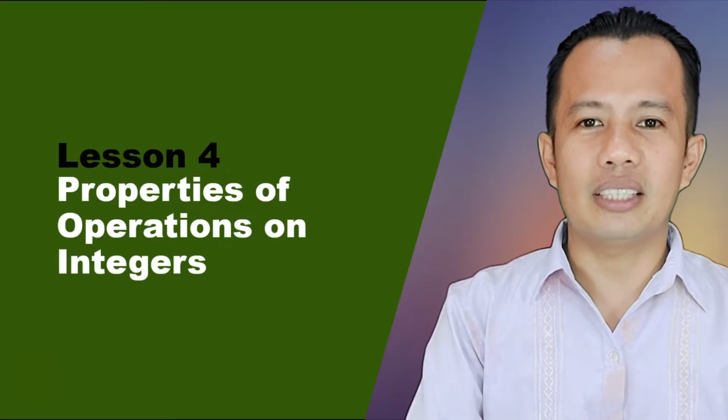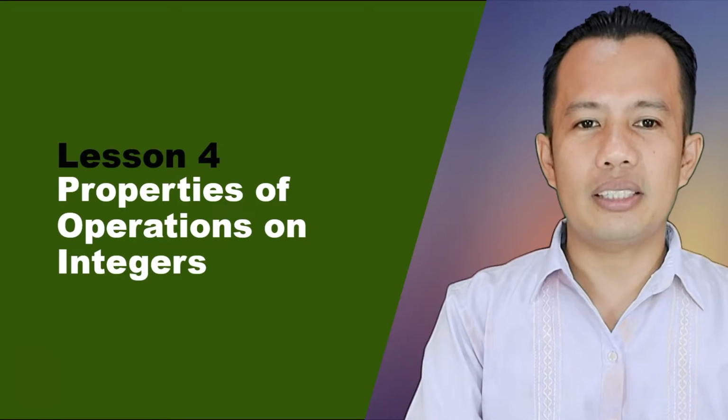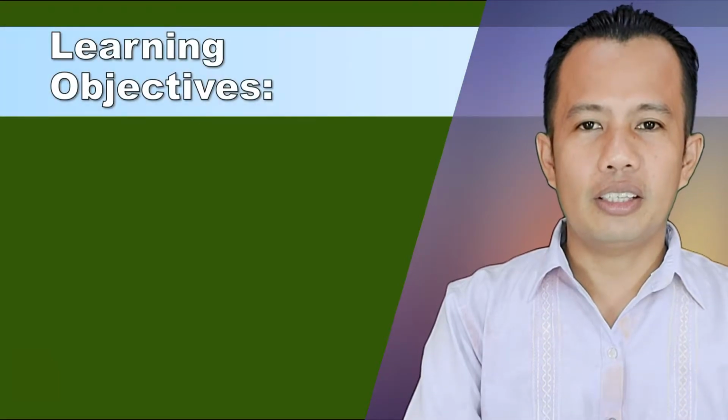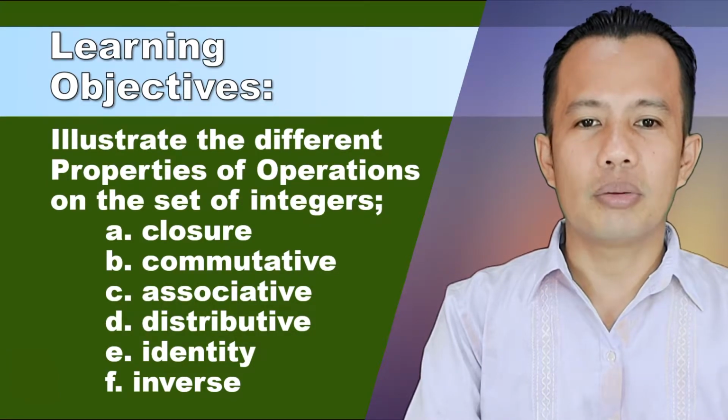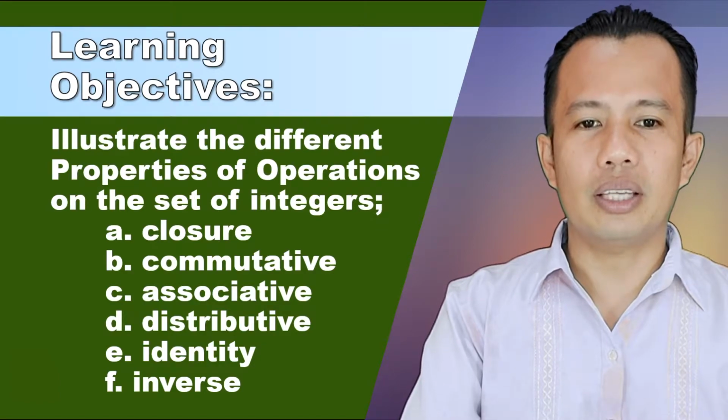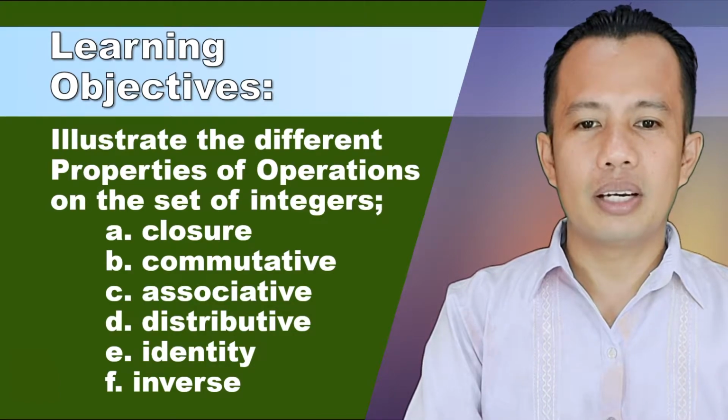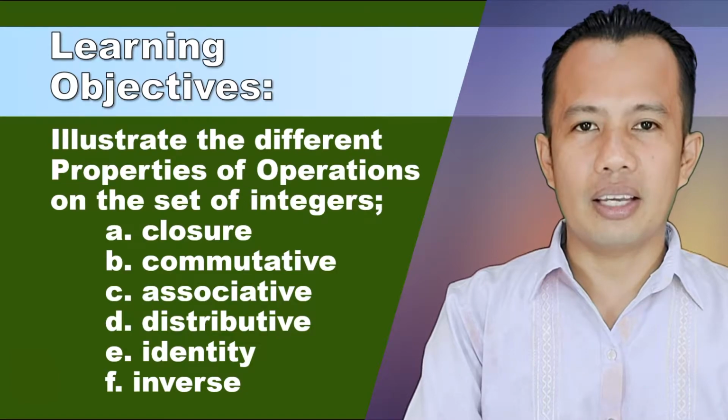Today's topic is the continuation of our previous topic, operations on set. Our topic for today is lesson 4, properties on operation of integers. Learning objectives: illustrate the different properties of operations on the set of integers: closure, commutative, associative, distributive, identity, and inverse.